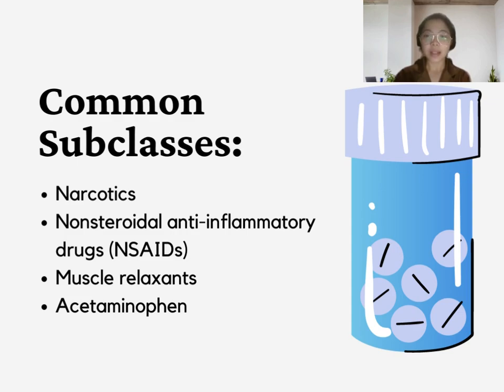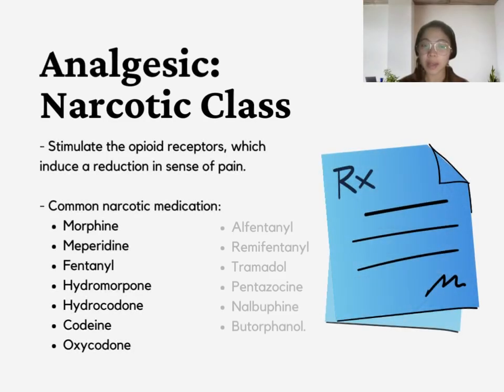The most common subclasses of analgesics are narcotics, nonsteroidal anti-inflammatory drugs, muscle relaxants, and acetaminophen. Narcotic medications, preferably called opioids by healthcare professionals, stimulate central nervous system receptors known as opioid receptors, hence the name, and cause a decrease in the perception of pain. These are very potent analgesics and are associated with the potential of physical and psychological addiction. That is why there's a strict regulation of this drug to prevent misusage.